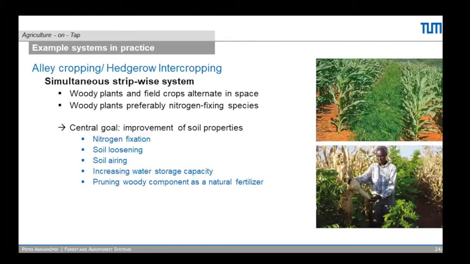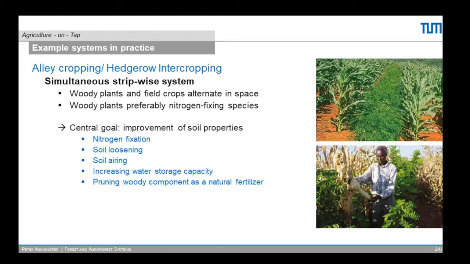Now I just want to look at a few agroforestry systems and their central goal. In this case, starting out with so-called alley cropping or hedgerow intercropping systems. This is a typical simultaneous system. So you want the components to be on the site at the same time. And it is, as the name suggests, alley cropping. So the crops are in alleys. So the system is designed as a strip-wise system.